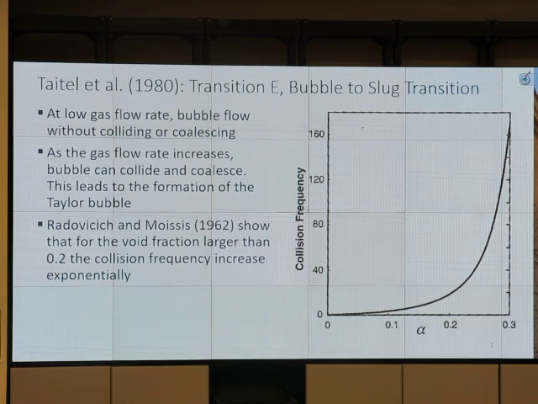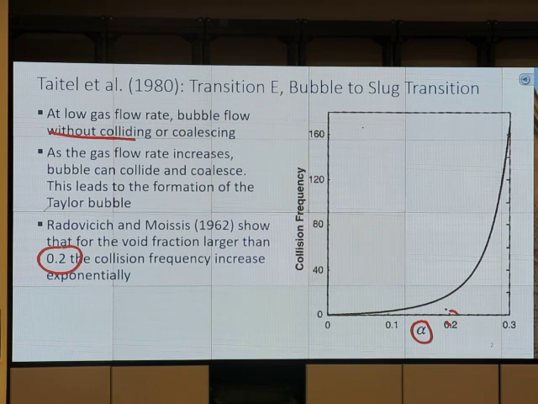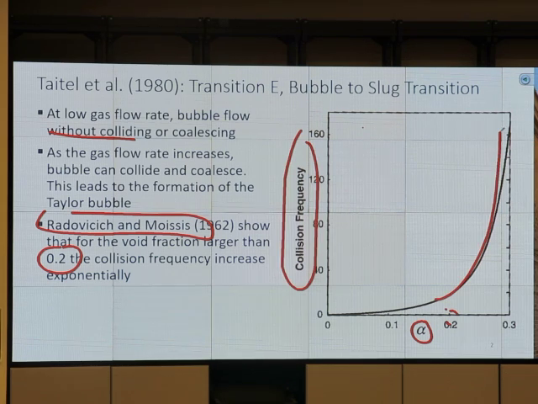So at low gas flow rate, bubbles flow without collision. As gas flow rate increases, you see that alpha is 1 minus HL, right? When it reaches about 0.2, researchers found that collision frequency goes up quickly. So if we have too much void fraction, bubbles will merge or coalesce and become Taylor bubbles. Then we cannot have bubble flow. It becomes slug flow. Right?